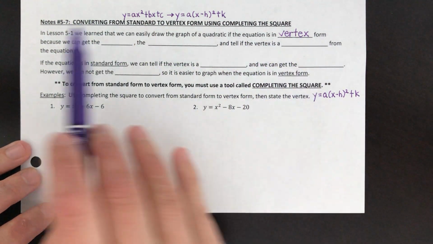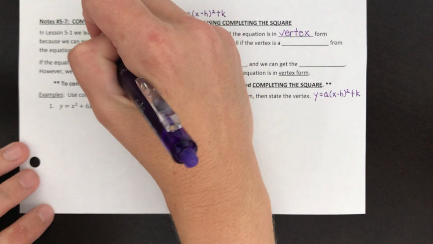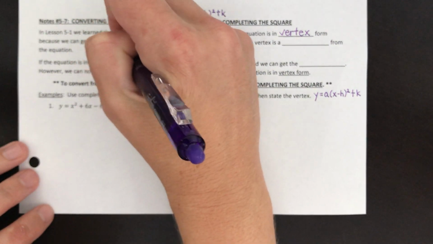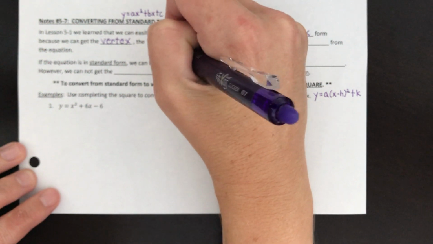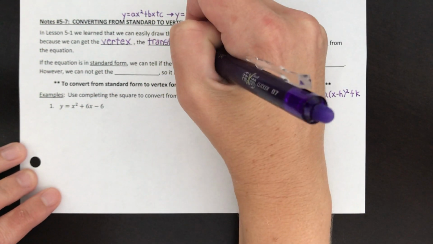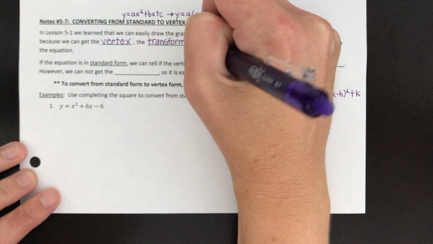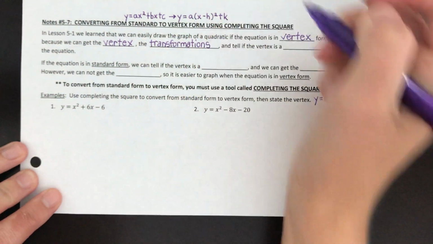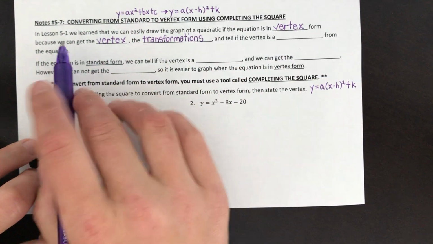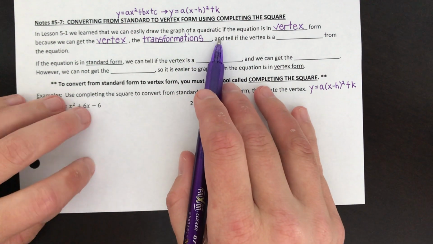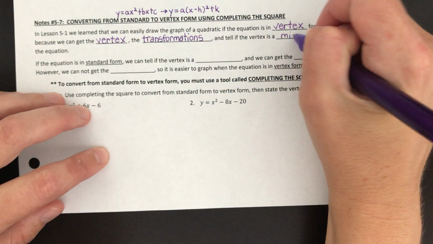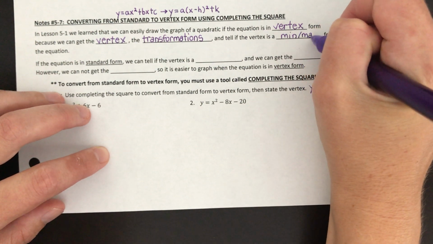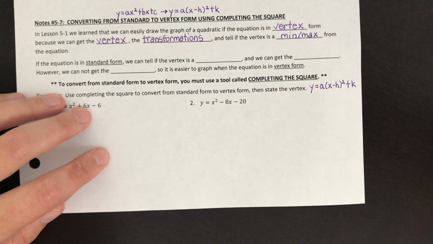So in lesson 5-1, we learned that we can easily draw the graph of a quadratic if the equation is in vertex form because we can get the vertex, of course, and the transformations. We knew how the graph shifted left, right, up, down, stretched, shrunk, reflected, etc. So from vertex form, we can get the vertex, the transformations, and we can tell if the vertex is a min or a max from the equation.